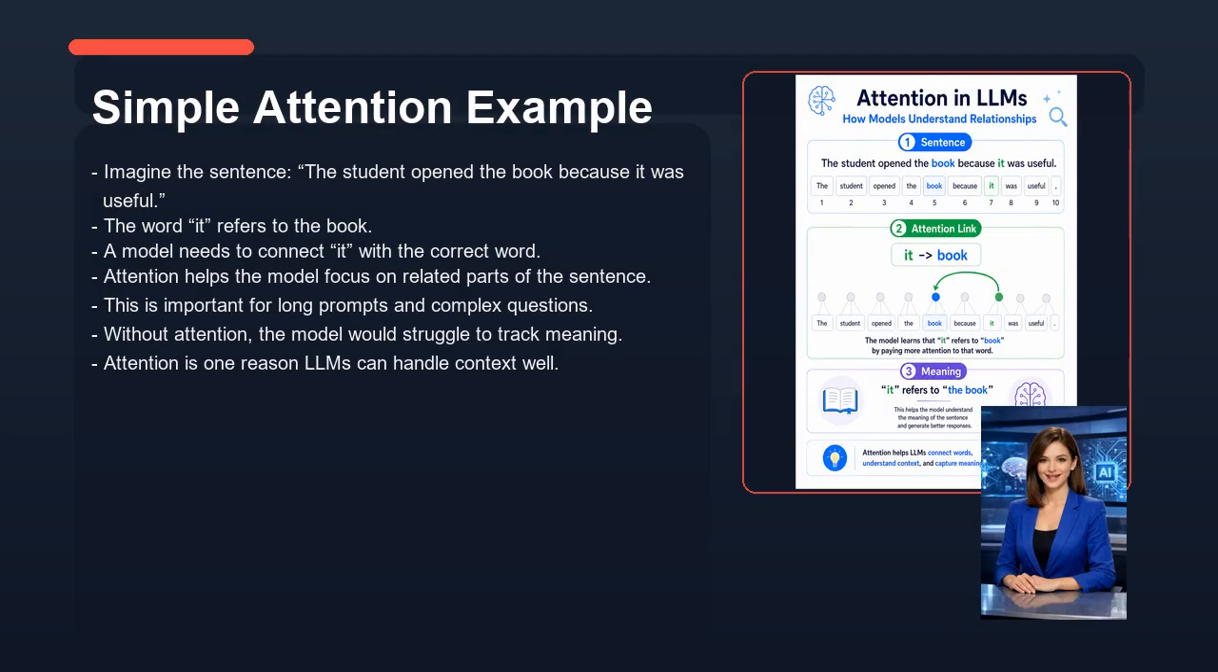Now let's look at a simple attention example. Imagine the sentence, "the student opened the book because it was useful." The word "it" refers to the book. A model needs to connect "it" with the correct word. Attention helps the model focus on related parts of the sentence. This is important for long prompts and complex questions. Without attention, the model would struggle to track meaning. Attention is one reason LLMs can handle context well.